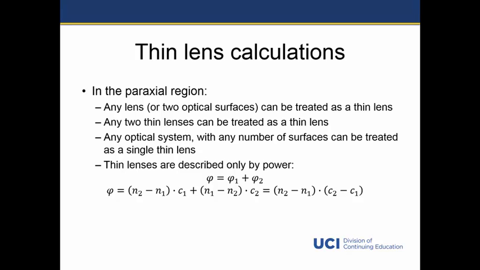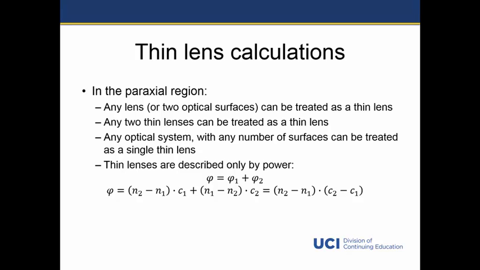So the power is simply the change in index times the first curvature plus the change in index times the second curvature. The change in index times the difference in curvature. So it's easy to make the calculations, and then once you've made the calculations, you can define many of these paraxial or first order properties of your optical system.